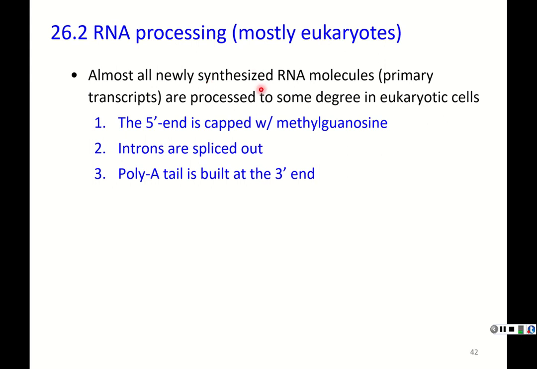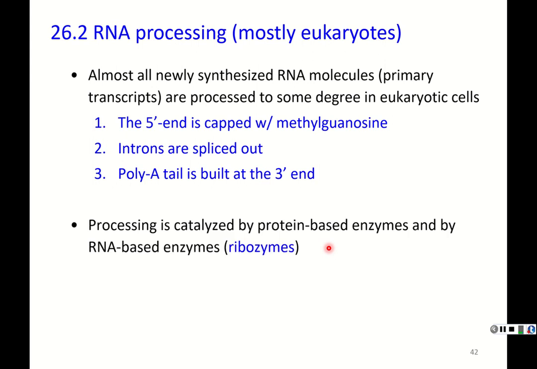Almost all newly synthesized RNA molecules are processed to some degree in eukaryotic cells. The 5' end is capped with a methylguanosine. Introns are spliced out, and a poly A tail is built at the 3' end. So really, you can think of this as the front end, the back end, and in between. All of these pieces of the RNA are processed to some degree. Processing is catalyzed by protein-based enzymes and by RNA-based enzymes known as ribozymes.